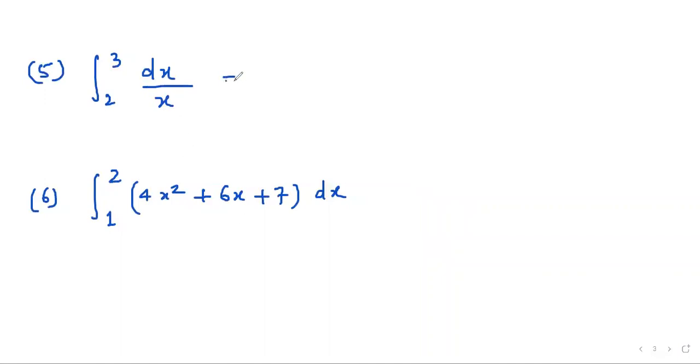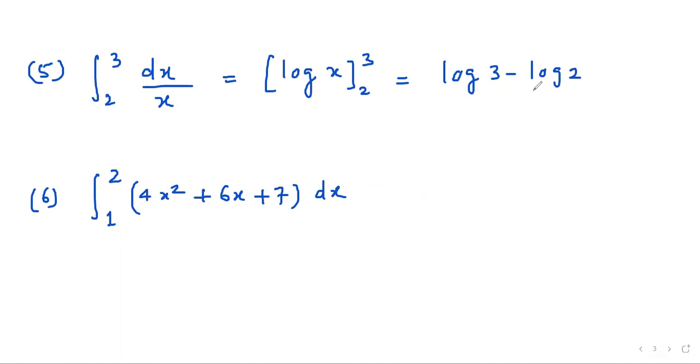Question number 5. The integral from 2 to 3 of dx upon x. So we know that integration of dx upon x is log x. So we put log x. And then limits are 2 to 3. So log 3 minus log 2. And if you remember the property of log, log m minus log n gives log m upon n. So this will become log 3 upon 2.